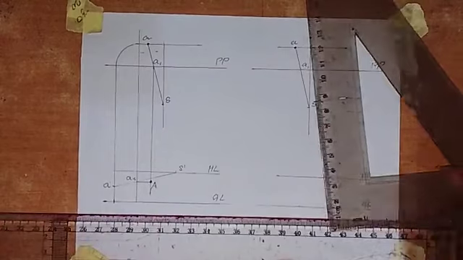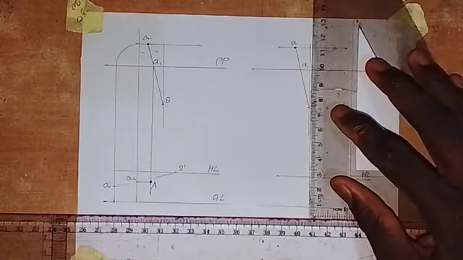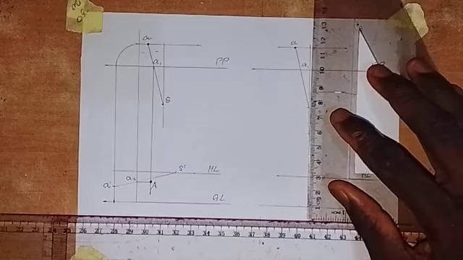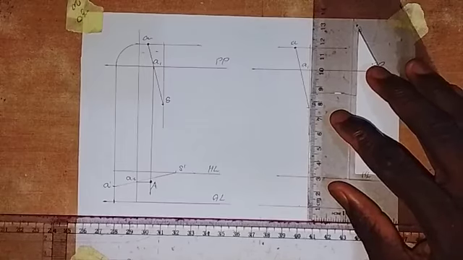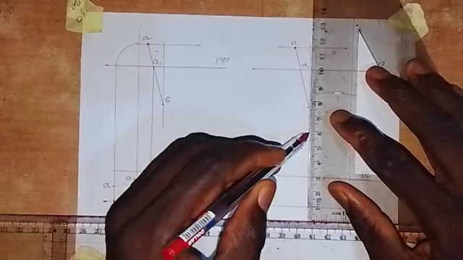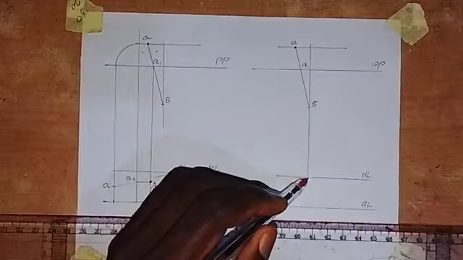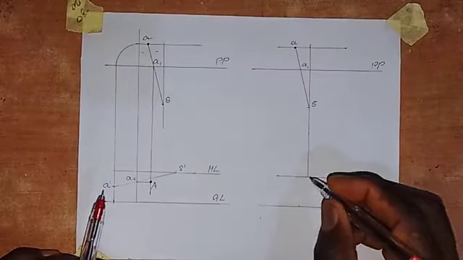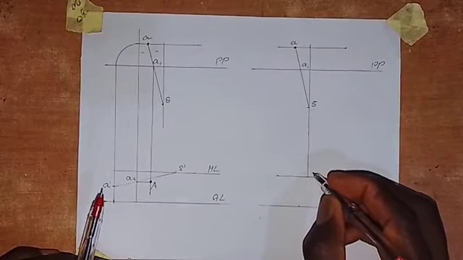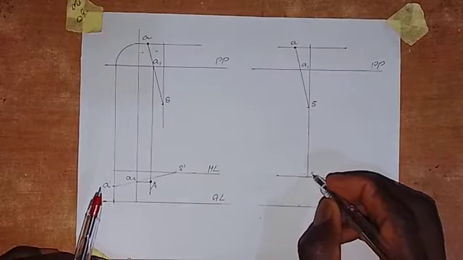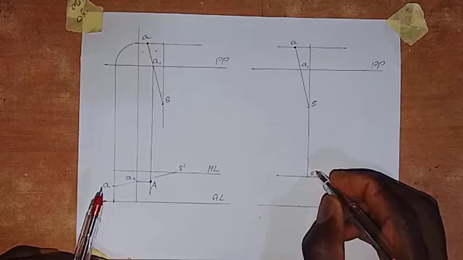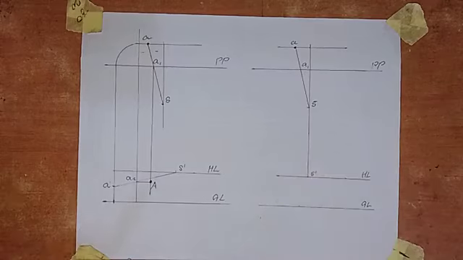Having done this, the next thing we are going to do is locate the second station point. I will extend this line to touch the horizon line, because the second station point will be located on this horizon line. So this point now is the second station point, and I'm going to call it S prime, as we have here.